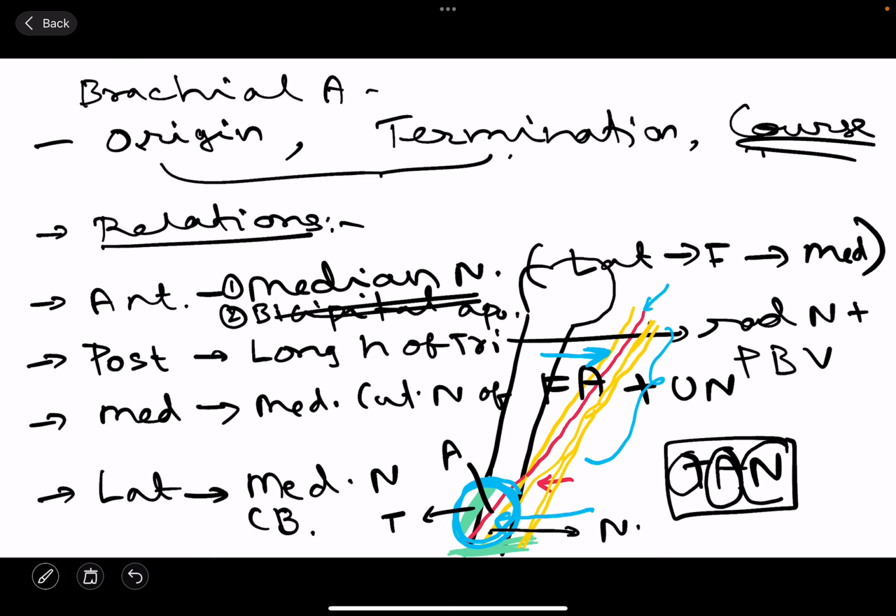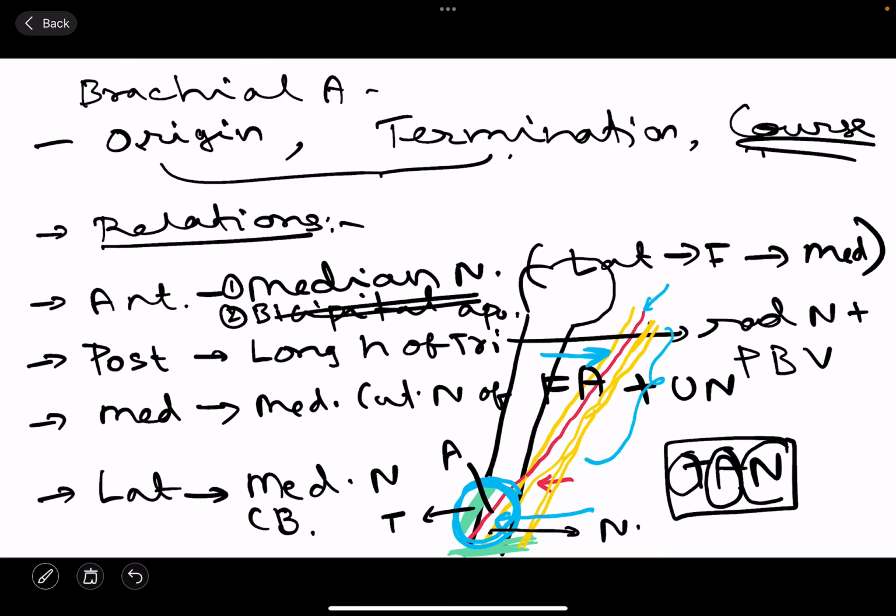Okay, so what are the branches of a brachial artery? We talked about the origin, the termination, course, the relations. Now coming to the branches of the brachial artery. The most important, because it is the largest branch, is the profunda brachii artery. This artery arises from the posterior aspect of the brachial artery. So that's the profunda brachii, largest branch.